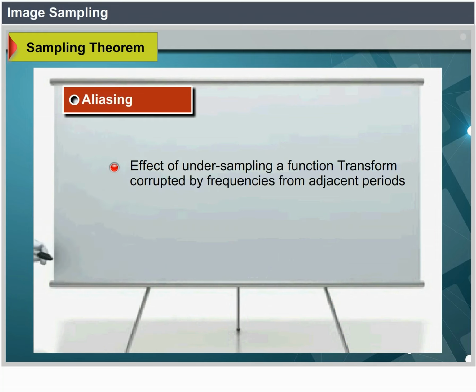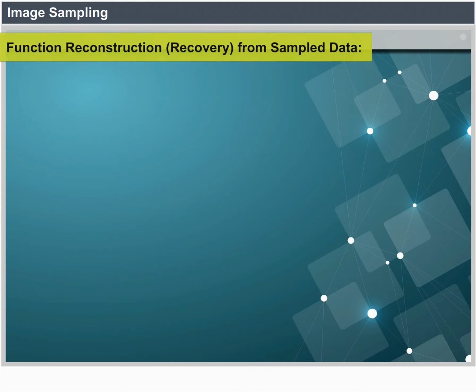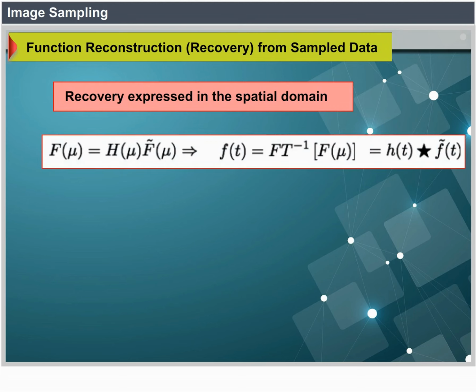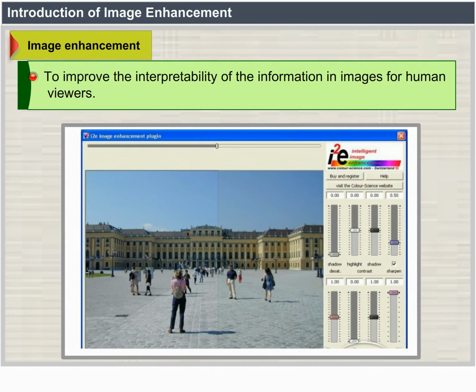Image enhancement. To improve the interpretability of the information in images for human viewers, improving image quality by suppressing noise and/or increasing image contrast, sharpening or smoothing images for display and analysis, used to improve visual perception of an image. Elementary enhancement techniques are based on the histogram. It is a very simple and fast technique. It gives acceptable results. It plays an important role in both the spatial and frequency domain.